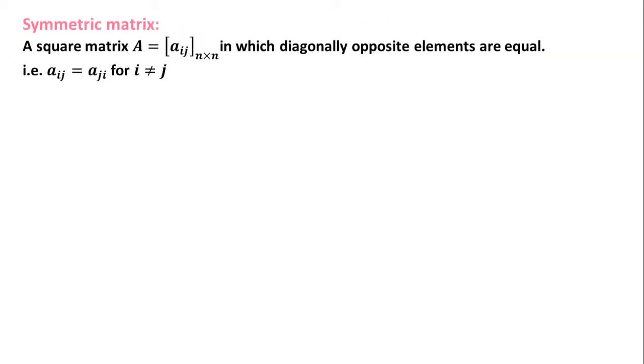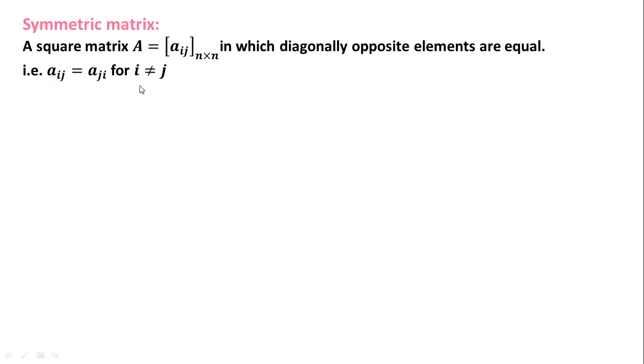Now we will see another type of square matrix, that is the symmetric matrix. This is for square matrices. A square matrix A equal to Aij, n by n, in which diagonally opposite elements are equal, is called a symmetric matrix. Diagonally opposite elements means non-diagonal elements are equal.